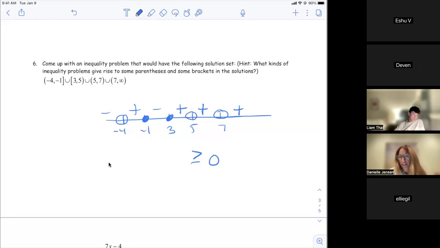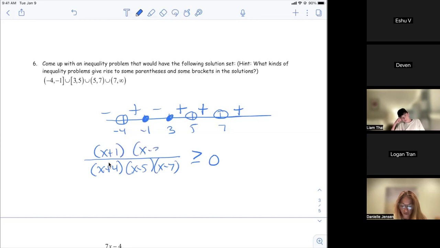Yeah. Great. Okay, so now I'm going to build my inequality, and anything with an open circle is going to go in the denominator. So I'm going to put x plus 4, and we'll talk about the exponents after I put these various factors on my sign chart, x minus 5 and x minus 7, and then in the numerator, x plus 1 and x minus 3. Does that feel okay so far? Yeah.